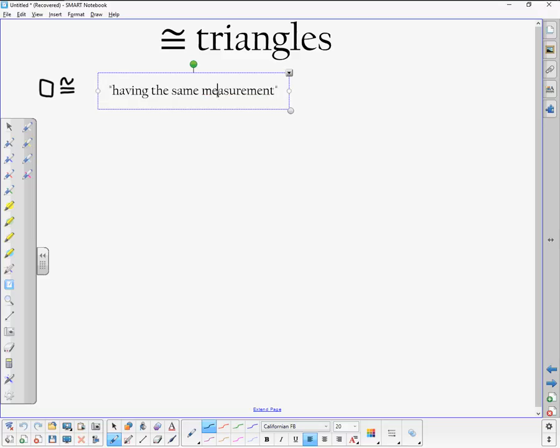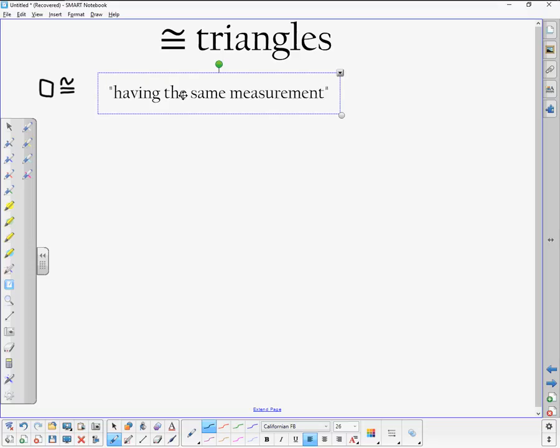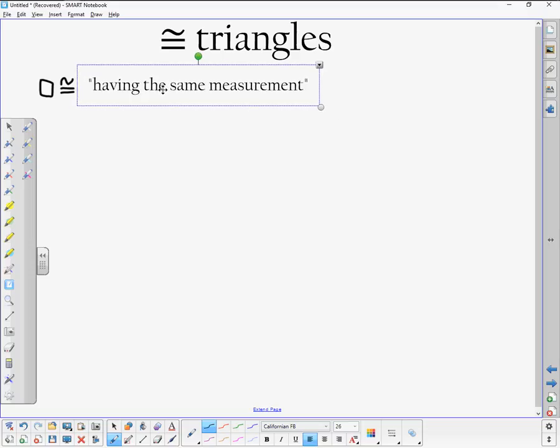If line segments are congruent, that means those two line segments have the same measurement. If two angles are congruent, those two angles have the same measurement. In the past we've seen something like this: line segment AB is congruent to line segment JK. What that means is those two pieces of lines have the same measurement.